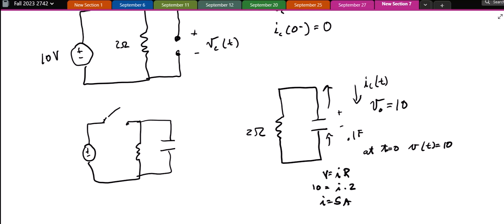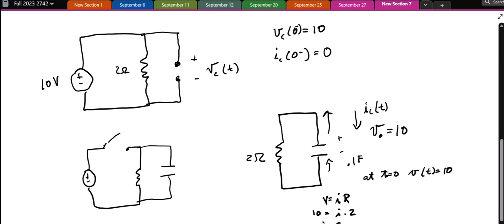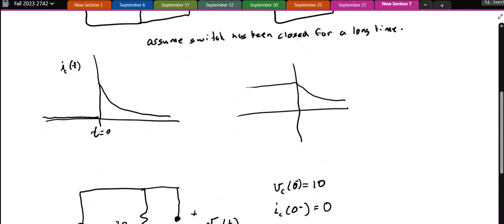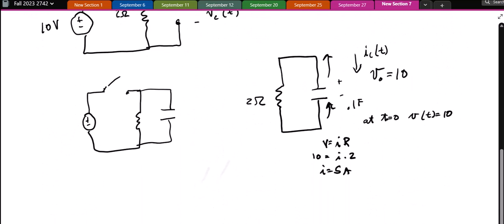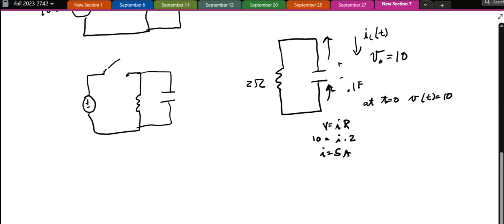So I is 5 amps, but notice that our 5 amps is going in this direction from the bottom to the top on the right hand side, and IC of t is defined as going down. And so we're going to say that IC of 0 plus equals 5 amps. Well, negative 5 amps, because it's going in the opposite direction from how it's labeled. So it's labeled in the picture as going up, but it actually is going down, so we'll call it negative 5 amps.